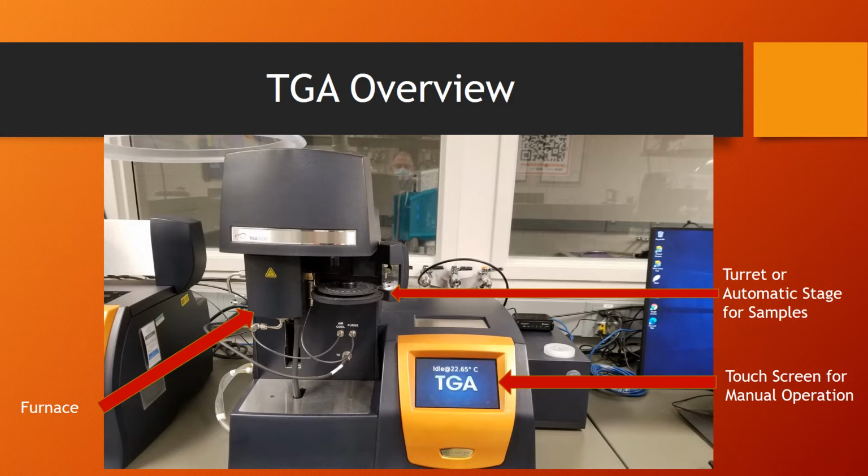You have the turret or automatic stage for sample introduction, where you place your sample on this turret and it gets automatically loaded into the furnace. Then you have the furnace, which comes around the sample and heats it up to high temperatures, up to 1200 degrees. And then the touchscreen for manual operation. You can control the instrument manually, but we are going to use the software to control the instrument.